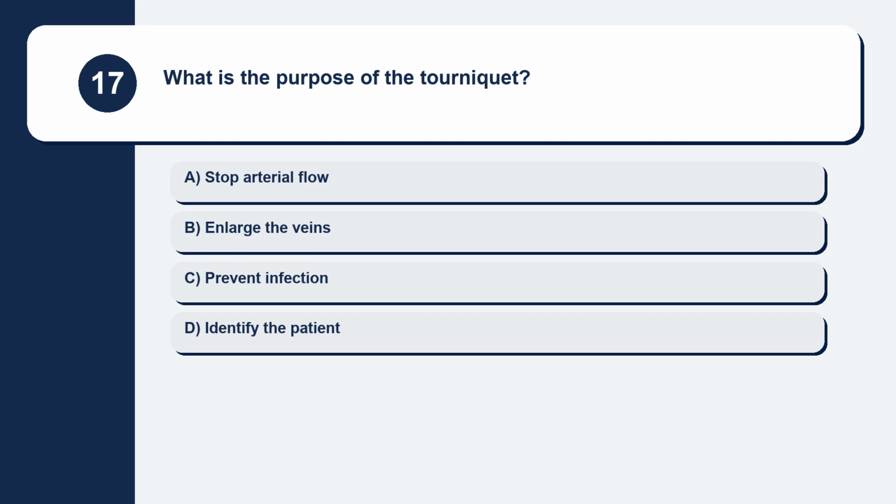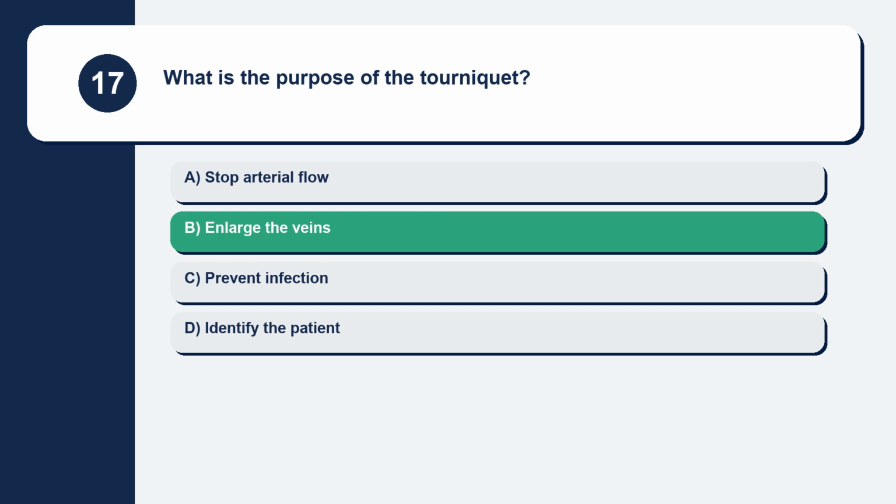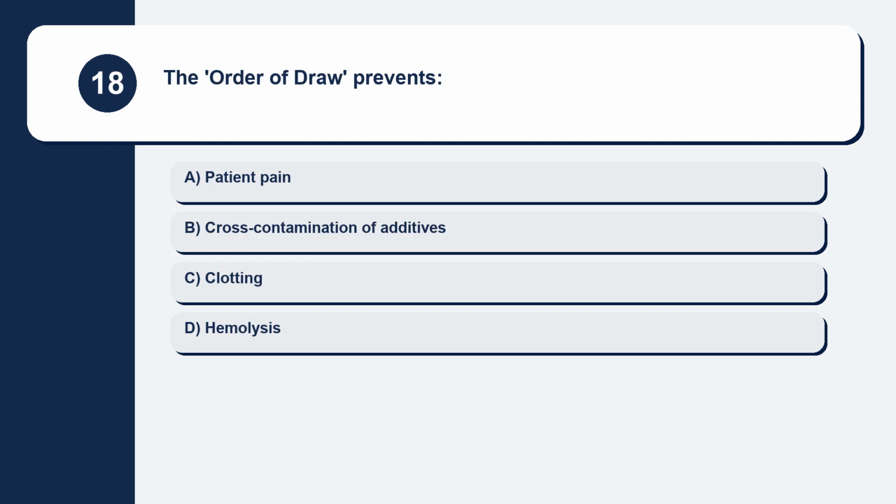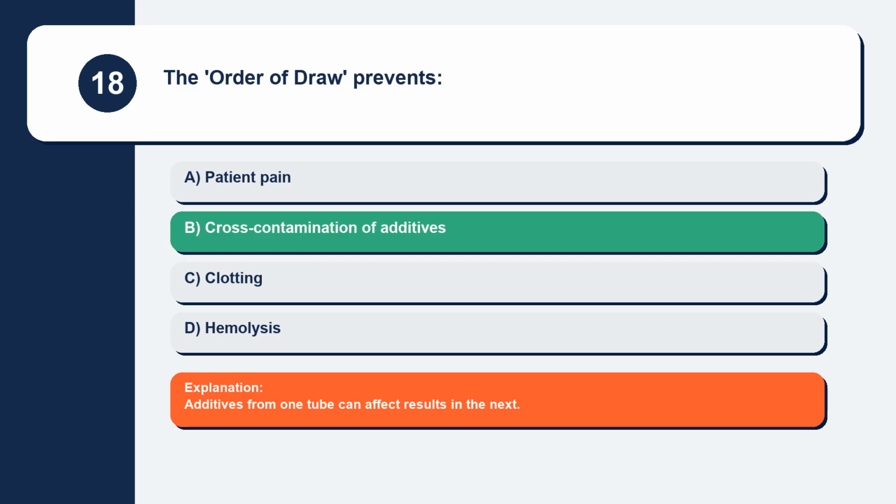Question 17. What is the purpose of the tourniquet? Stop arterial flow, enlarge the veins, prevent infection, identify the patient. It slows venous return, making veins prominent. Question 18. The order of draw prevents patient pain, cross-contamination of additives, clotting, hemolysis. Additives from one tube can affect results in the next.